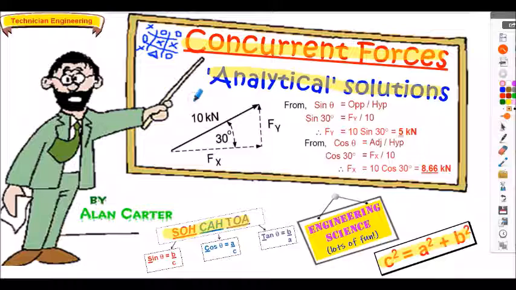In an example of a typical solution in this presentation, we may be given a resultant force of 10 kilonewtons and need to resolve it into its horizontal and vertical components. But unlike the previous presentation where we used graphical methods to solve these problems, here we'll be using basic trig functions to evaluate our answers. In other instances, we'll be given the actual components, the Fx and the Fy. We'll have to solve for the resultant force.